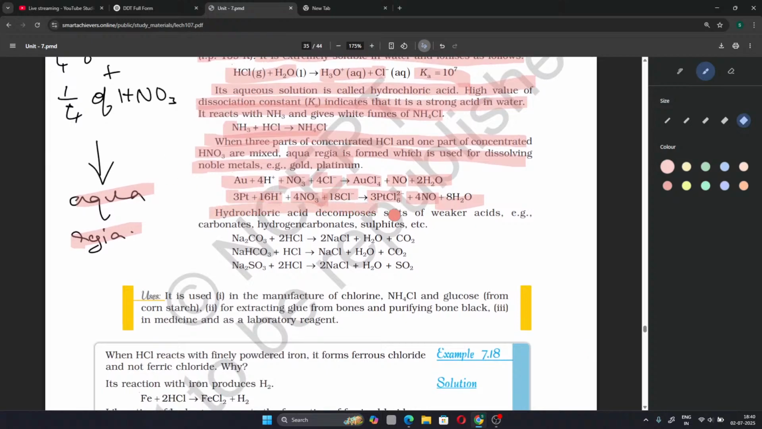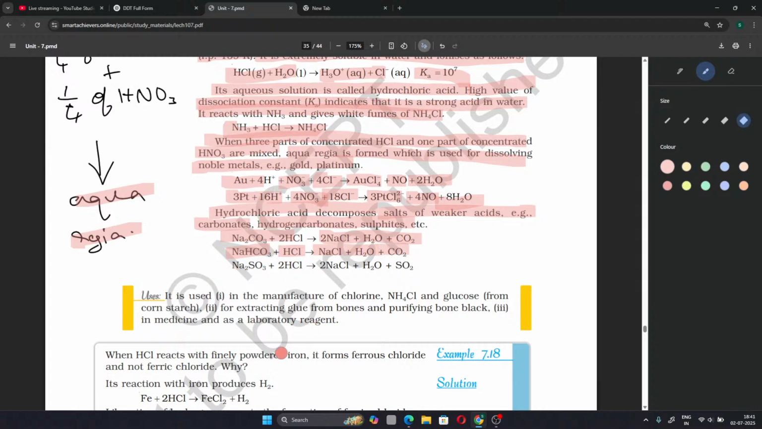Hydrochloric acid decomposes salts of weaker acids. Example, carbonates, hydrogen carbonates, sulfides, etc. It doesn't dissolve, but directly decomposes salts of weaker acids. Example, sodium carbonate, a salt of a weaker acid, with HCl will give NaCl, H2O and CO2. NaHCO3 also decomposes in HCl to give NaCl, H2O and CO2.